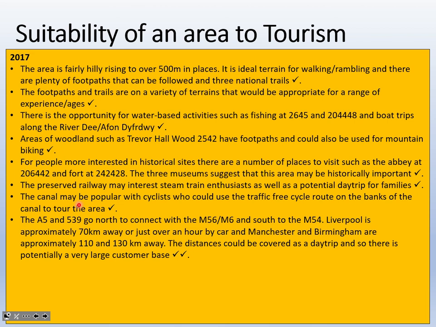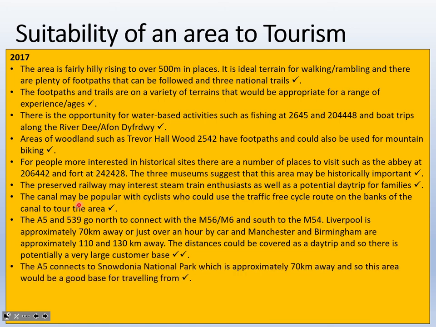Here's our point on access. I'm not going to labour this one as I've gone through it in some detail before, but notice how I've linked A roads to M roads. Notice how I've linked to major cities. Notice how I've made that relevant to the context of the question and the tourism industry.